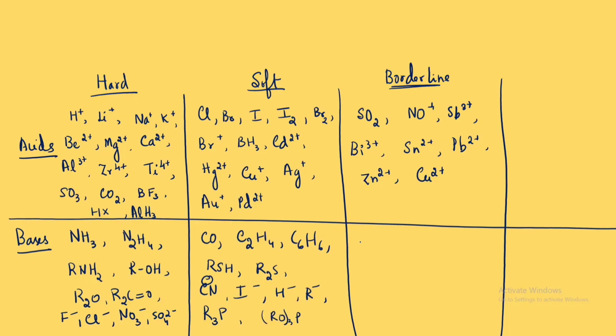Next, talking about the borderline. So we have C6H5NH2, right? That is aniline. Then we can also take C6H5N. Then we have nitrogen, NO2 minus, SO3 2 minus, bromide. So all these are considered under borderline bases.